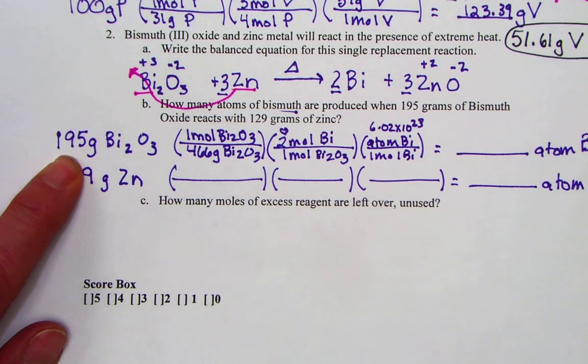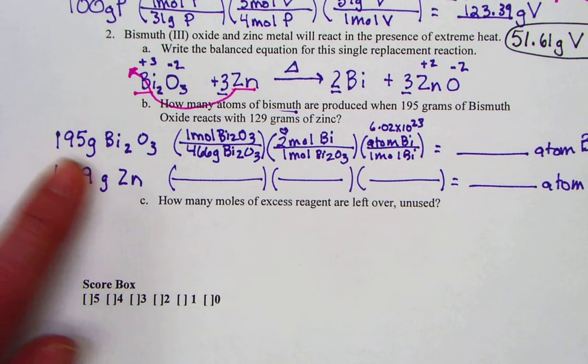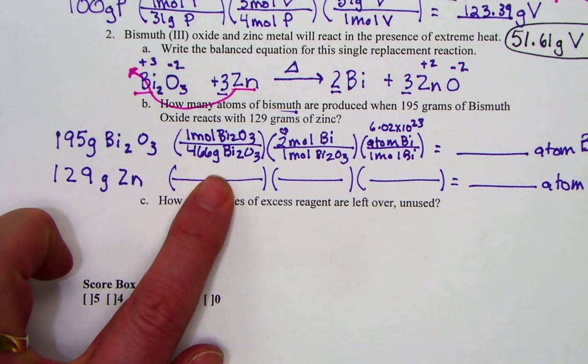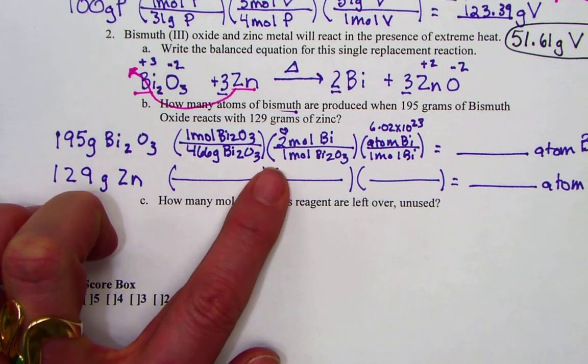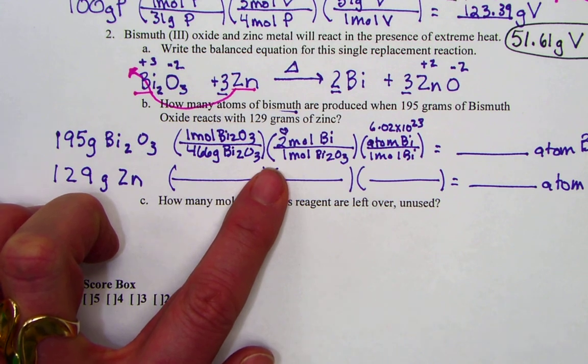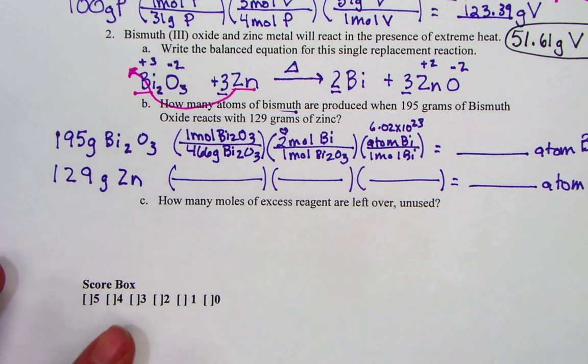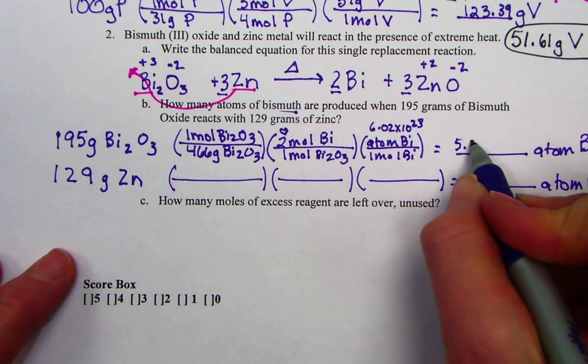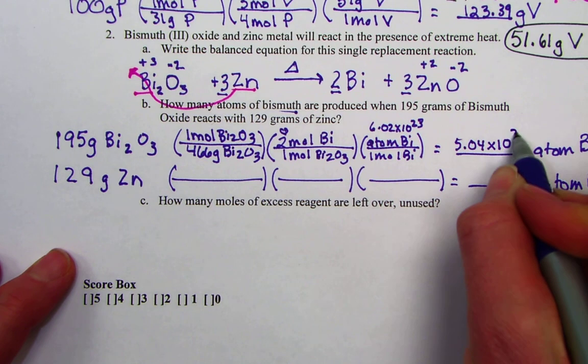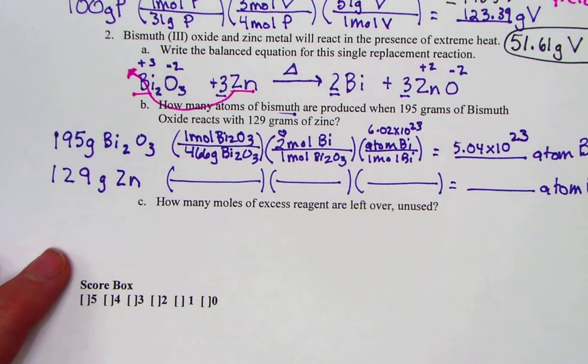We will start with 195. I'll divide by 466 times 2 times Avogadro, 6.02 E23. I find 5.04 times 10 to the 23rd atoms of bismuth.